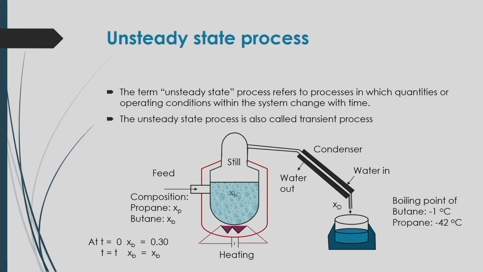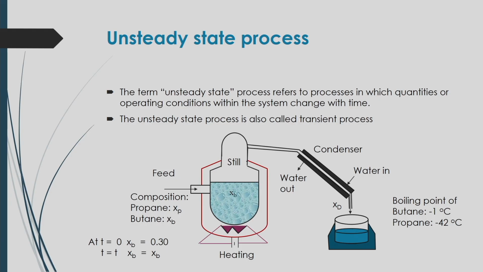The term unsteady state process basically refers to the process in which quantities, or you can say dependent variables or operating variables within the system, change with time. The unsteady state process is sometimes called a transient process. So, transient means unsteady state process, you have to refer to it like this.